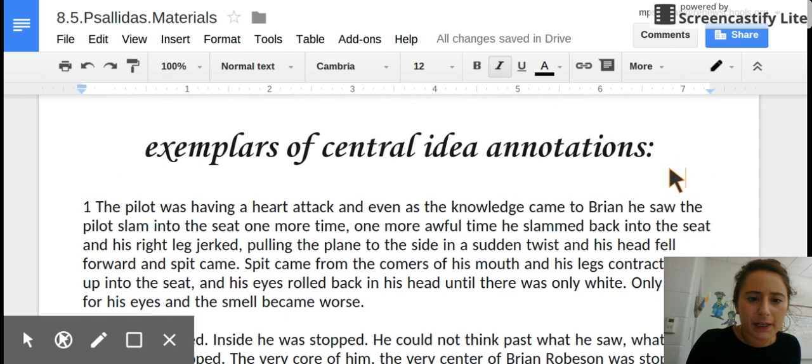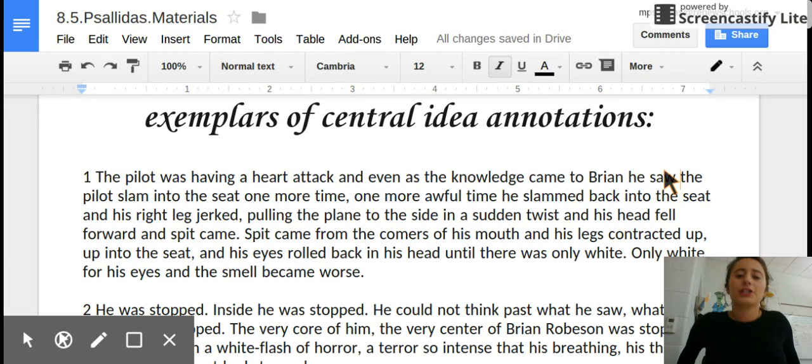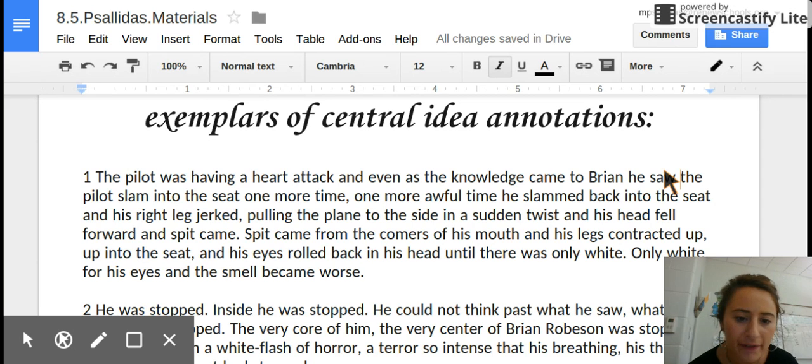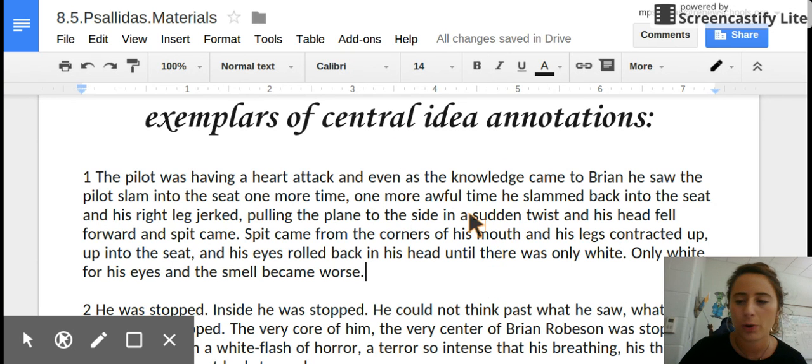So now flip to this page. It's just the next page. It says exemplars of central idea annotations. I'm going to take you through a couple more exemplars before I tell you what your task is. Remember, this is just a strategy I want you guys to use while you read so that you never zone out and you kind of know where you're at, stopping every few paragraphs. And then also you can go back later to answer important questions without having to scan through the whole text to find it. So follow along.